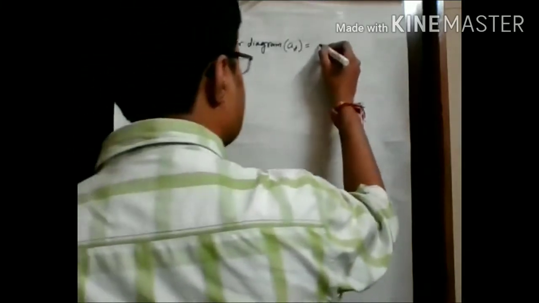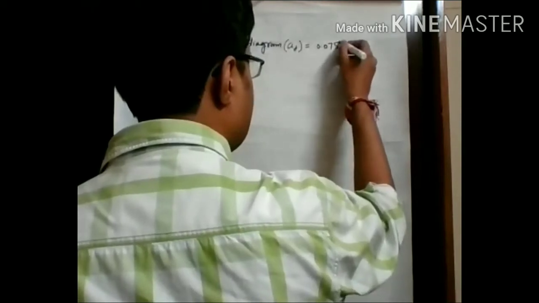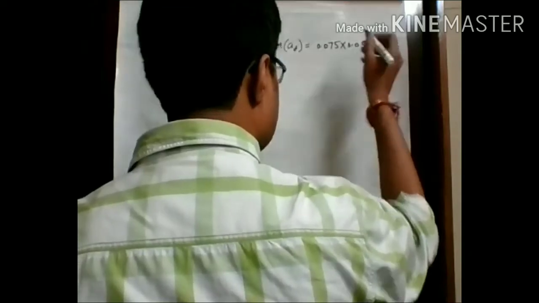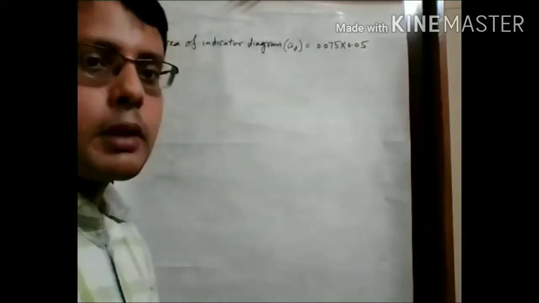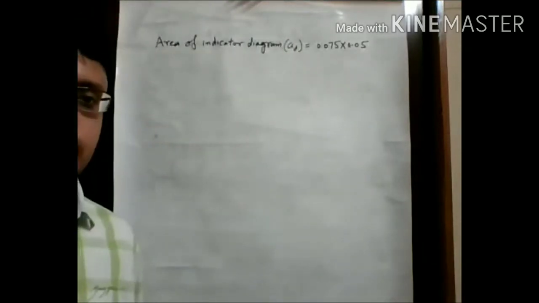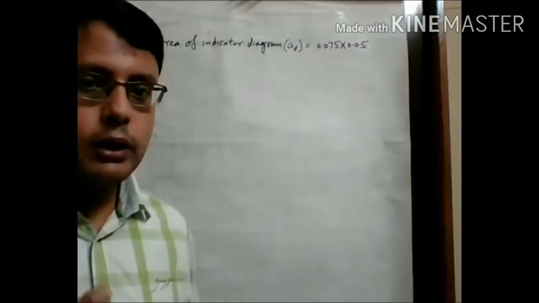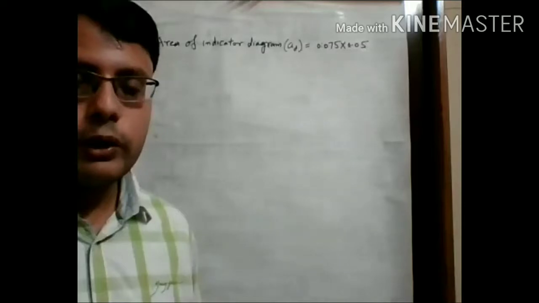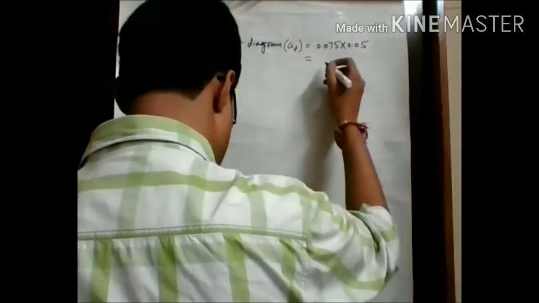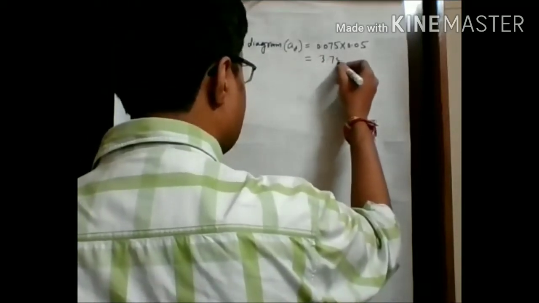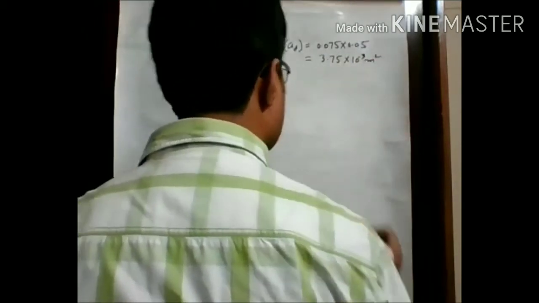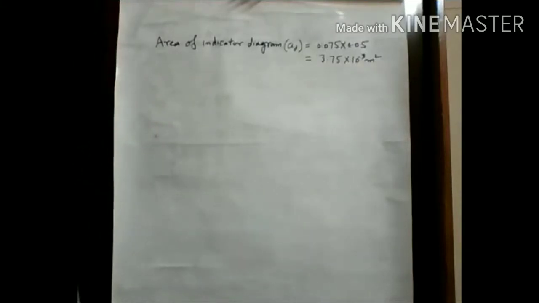So here length is given as 0.075 in this problem, and height is given as 0.05. So simply, if you want to calculate this area AD of the indicator diagram, which is placed inside the PV diagram, we simply calculate the length into width product. After calculating this value, we get 3.75 into 10 to the power minus 3 meter square. Okay. So this is the value of AD.